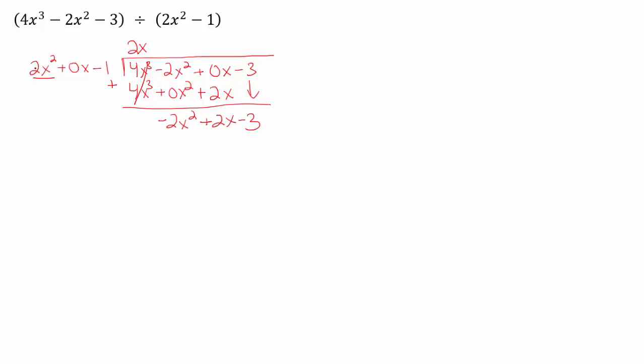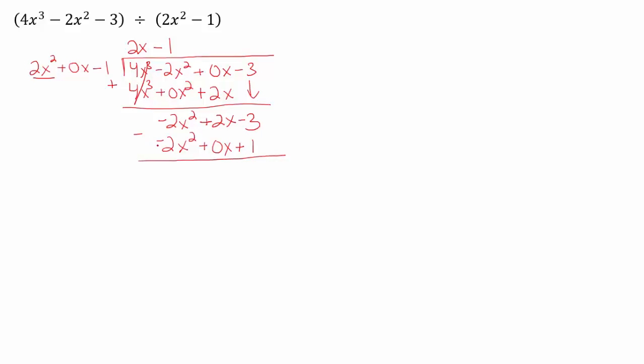What do I need to multiply 2x squared by to get negative 2x squared? This one's positive, but I need it to be negative, so I'm going to multiply it by a negative 1. Then I'm going to take my negative 1, I'm going to multiply it by 2x squared, which gives me negative 2x squared, which is what I wanted. I always want to come out with the same thing I have here. Negative 1 times 0x is just 0x. And negative 1 times negative 1 is a positive 1. Then I'm going to subtract.